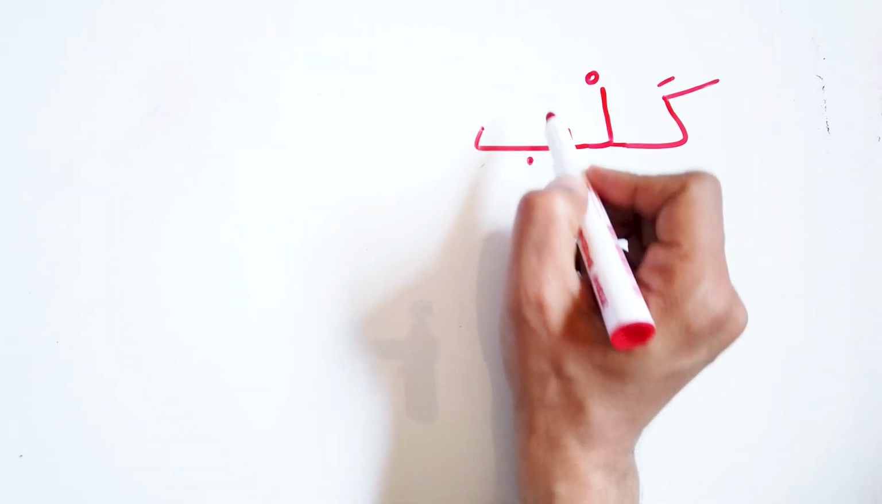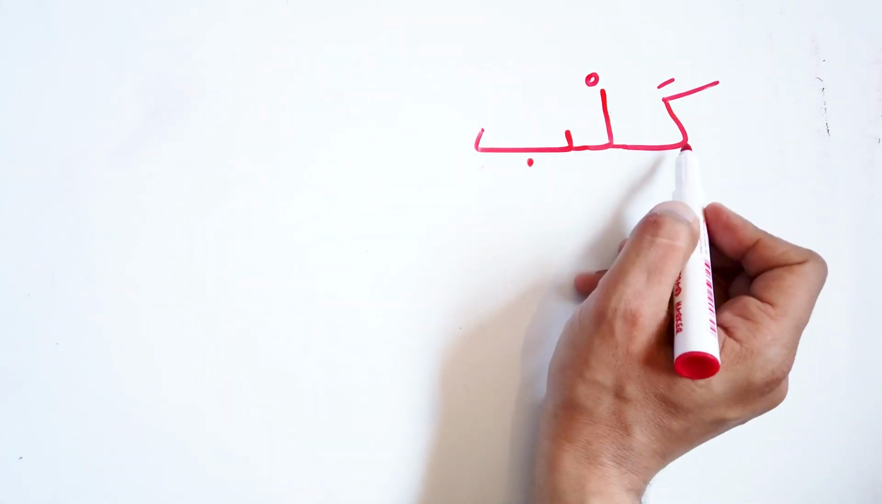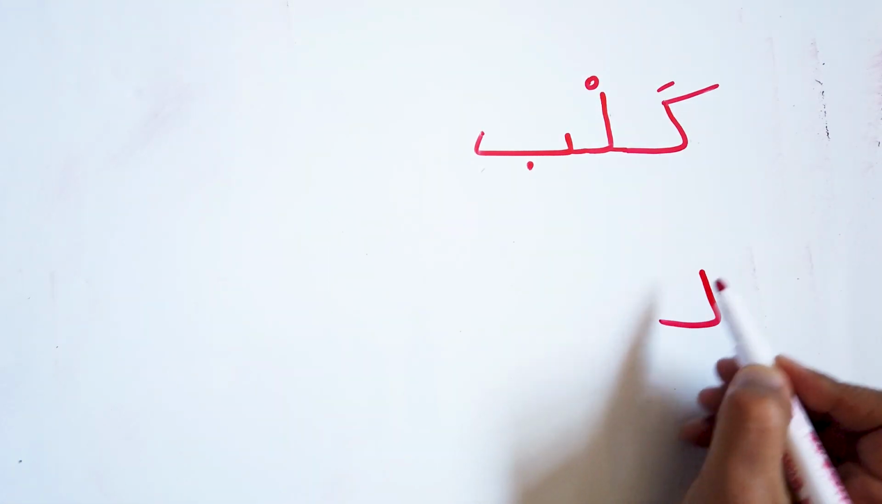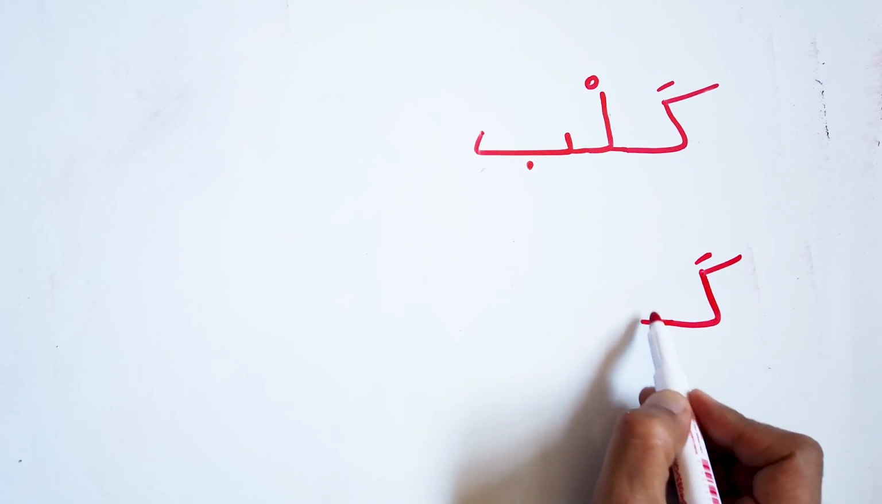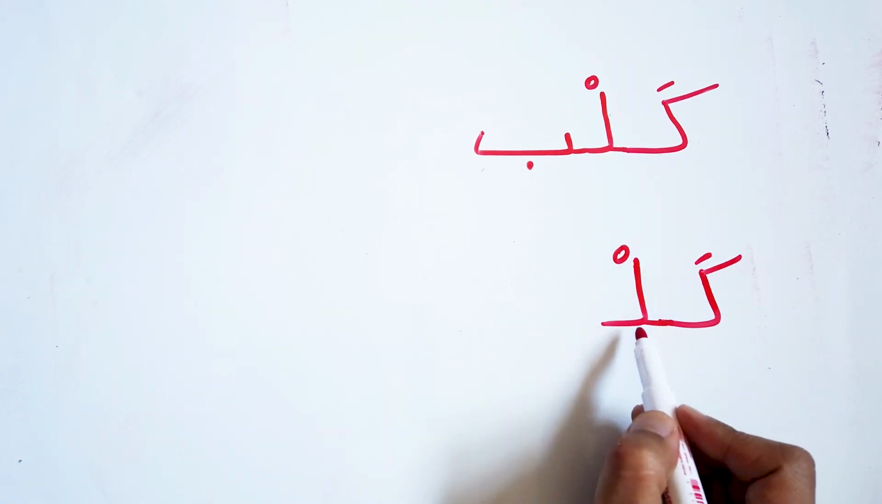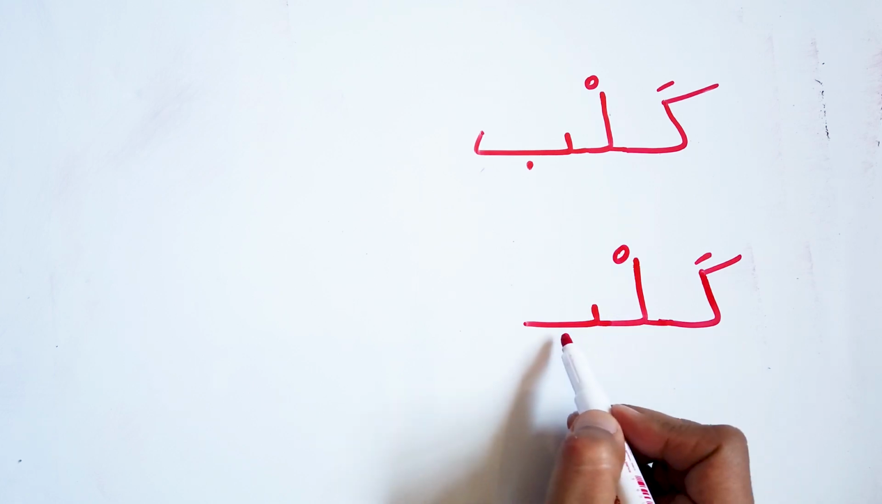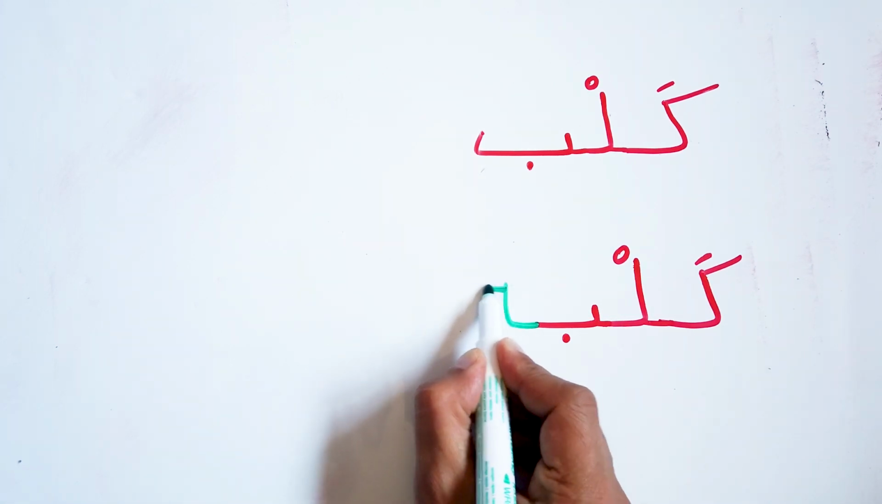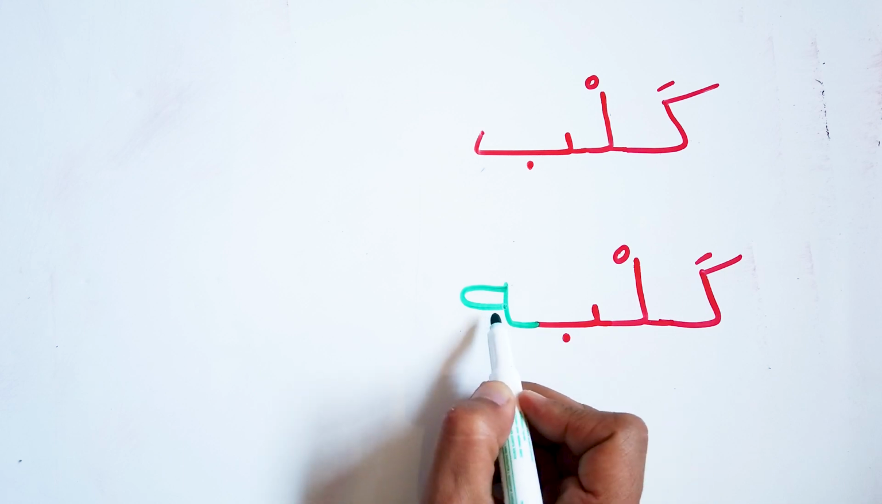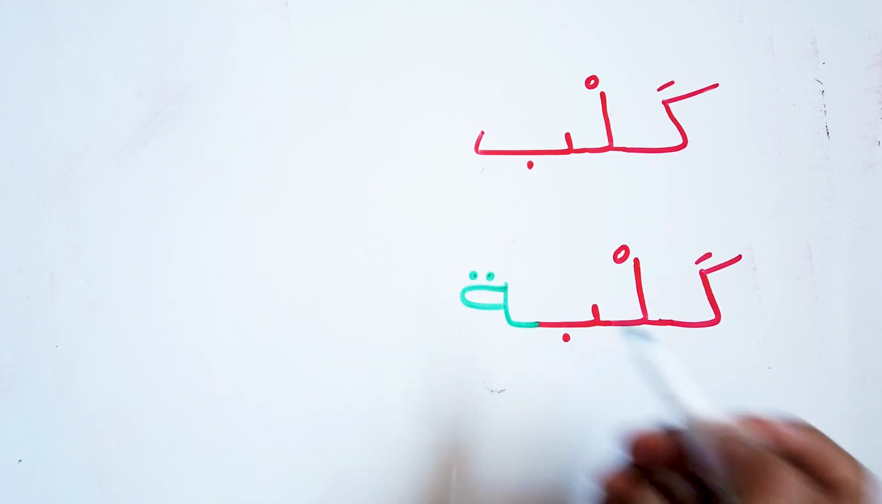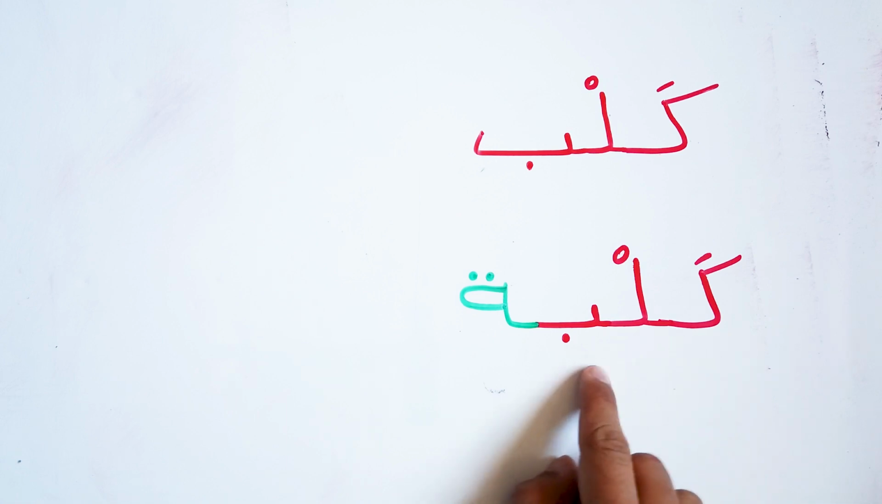Now let's write in Arabic. I want to write a male dog. So, kalb. Kalb. Okay. I want to write a female dog. Kalb. Kalba. Let's add this part here. Bah. And I must add 2 dots. Kalba.